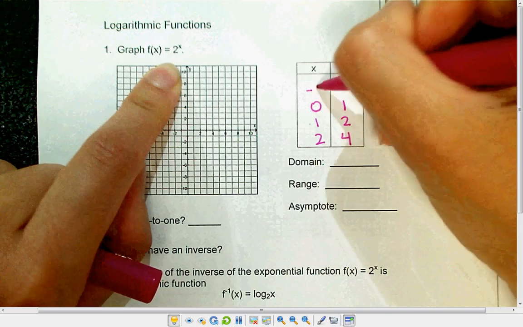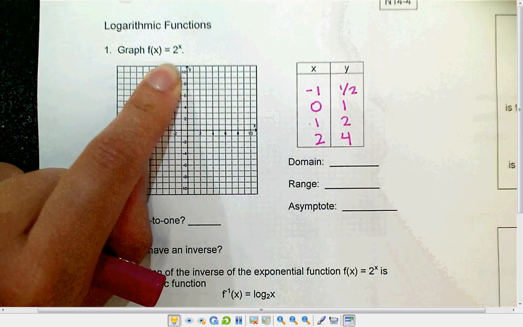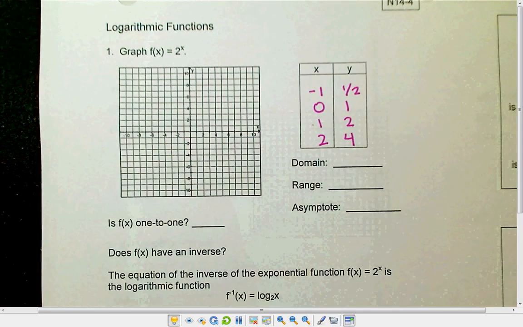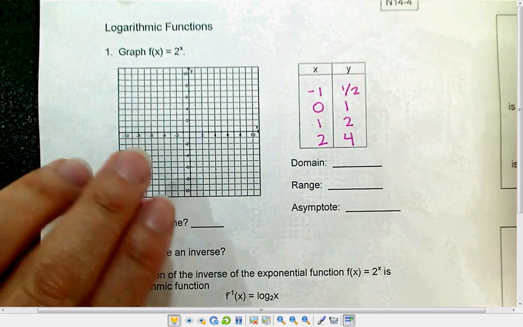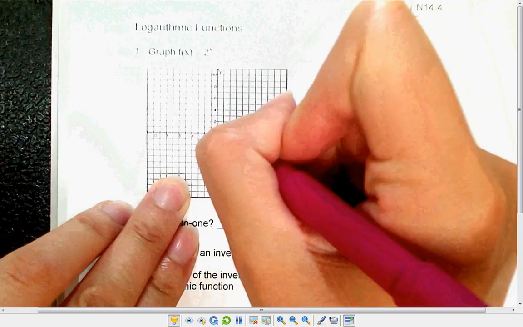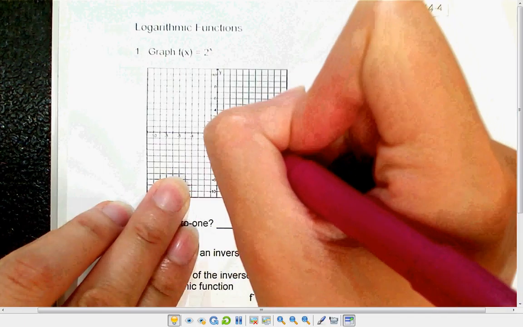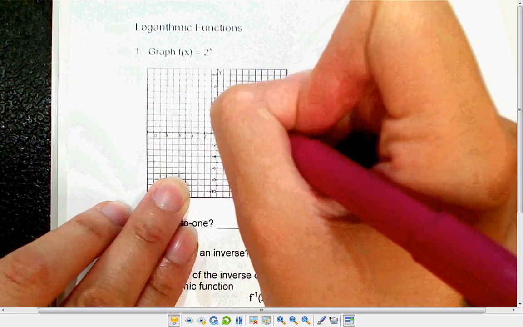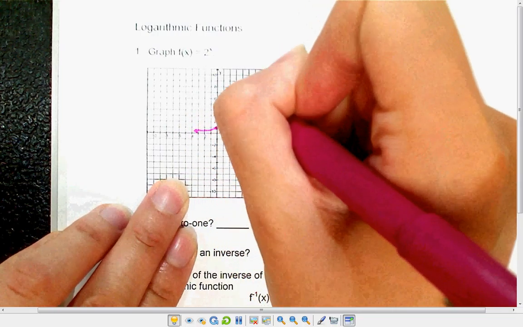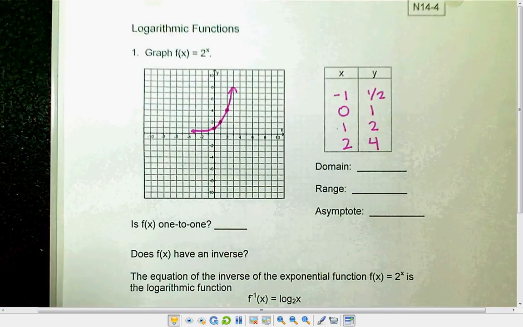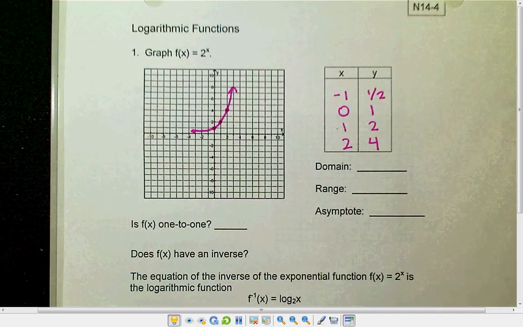We know if we go in the opposite direction, it's going to give you the reciprocal. So we're just not going to worry about the negative 2 for now. So let's graph this. So negative 1, 1/2; 0, 1; 1, 2; 2, 4. I'm going to connect them. This is my graph for f of x equals 2 to the power of x.